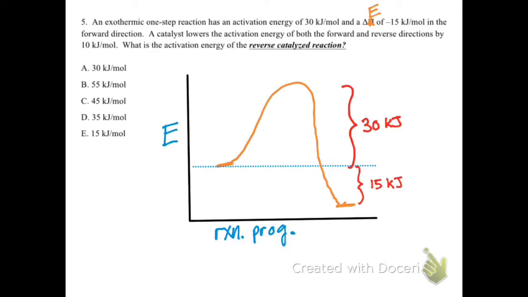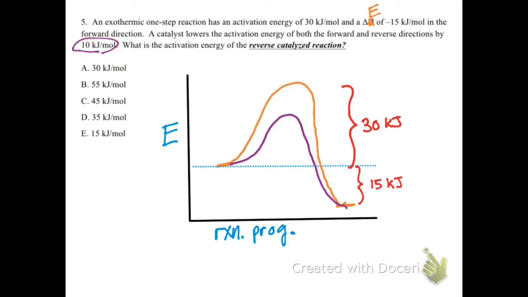Okay, so now I'm going to draw out a diagram for our catalyzed reaction. It tells us that it lowers the activation energy by 10 kilojoules per mole. Now we're starting with the same reactants and ending with the same products. A catalyst does not change that. All it does is decrease the activation energy. So we'll end up with a curve like that. Make it look a little bit nicer.